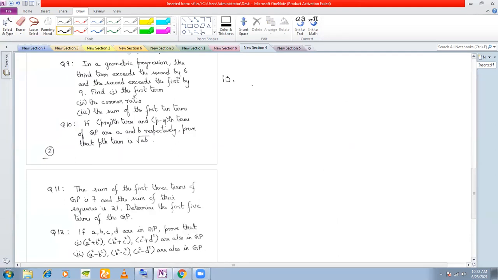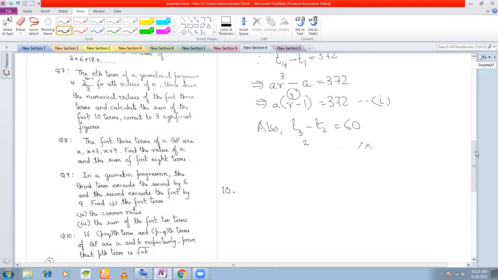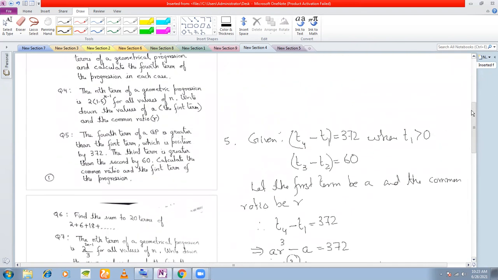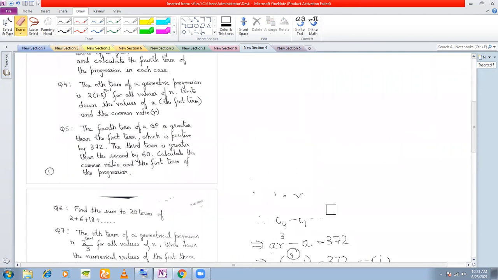The question is, if the p plus qth term and the p minus qth term of a GP... Okay, I've moved on to the 10th question. Have I missed any question here? Seems okay. I missed that question. Anyway, we are doing number 5. We'll do number 6 next.